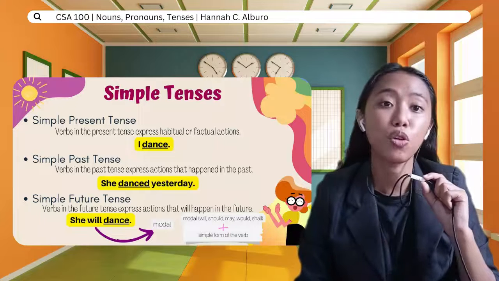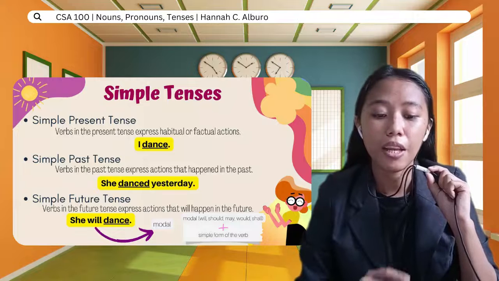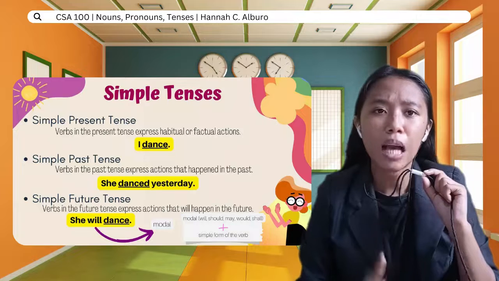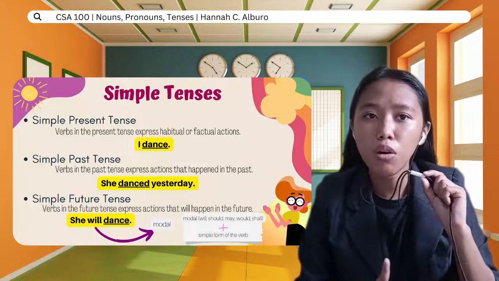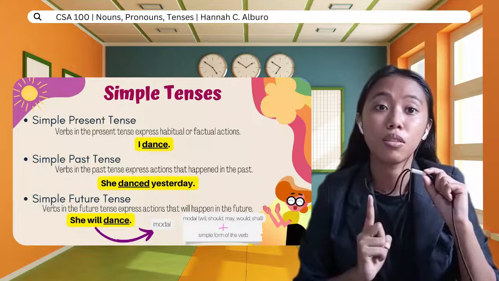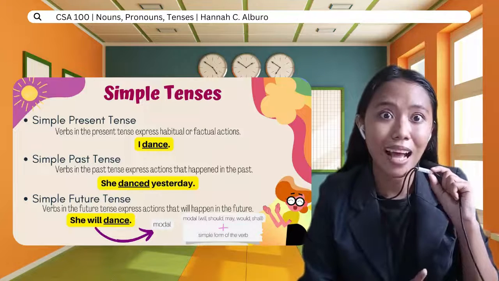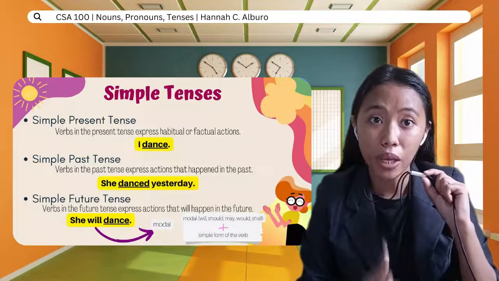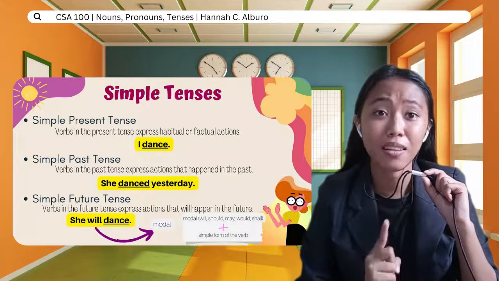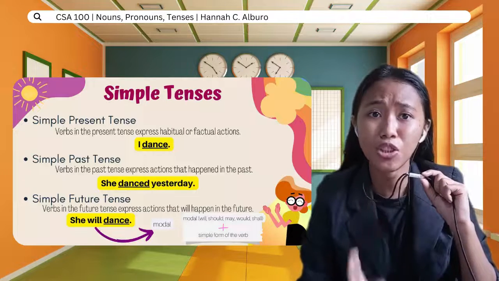Now for the simple future tense, verbs in the future tense express actions that will happen in the future. So, she will dance. Always remember, guys, that if we are talking about the future tense, there should always be a modal. So for this sentence, she will dance, the modal here is will, plus the present tense of the verb dance. Of course, it is still going to happen, so she will dance.